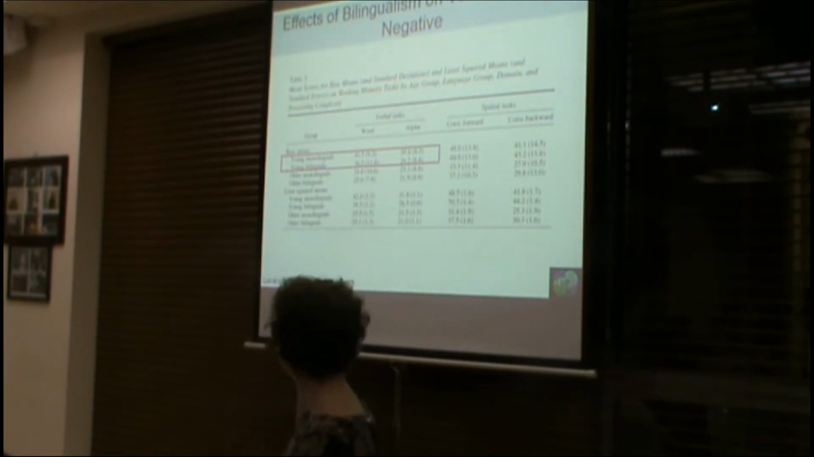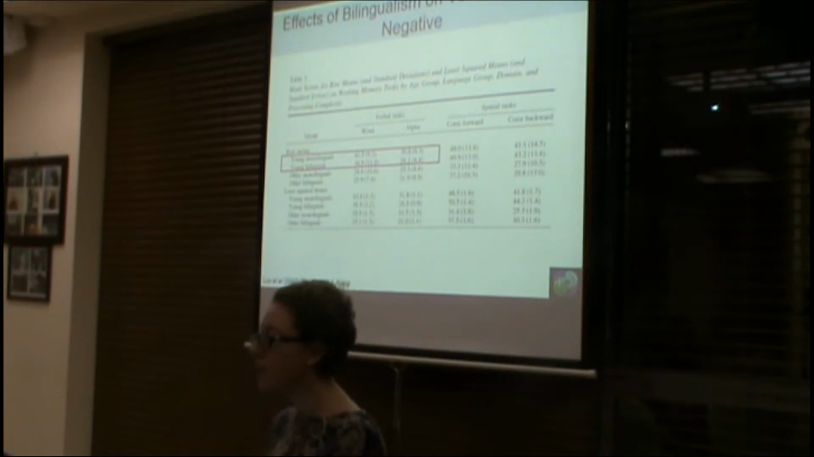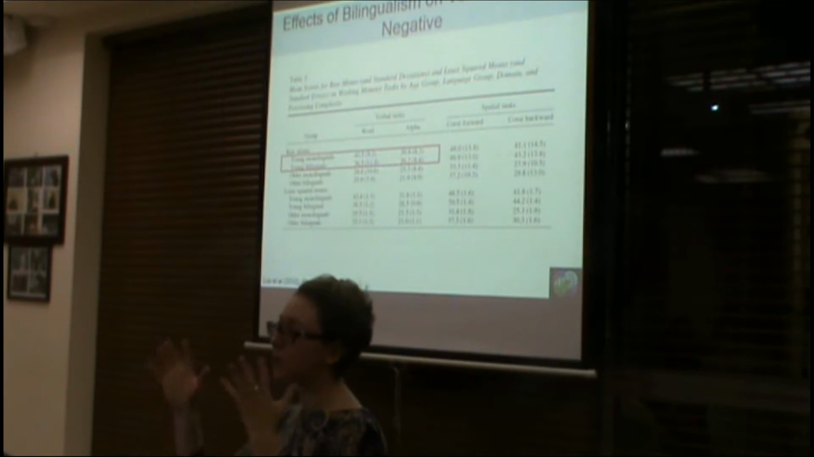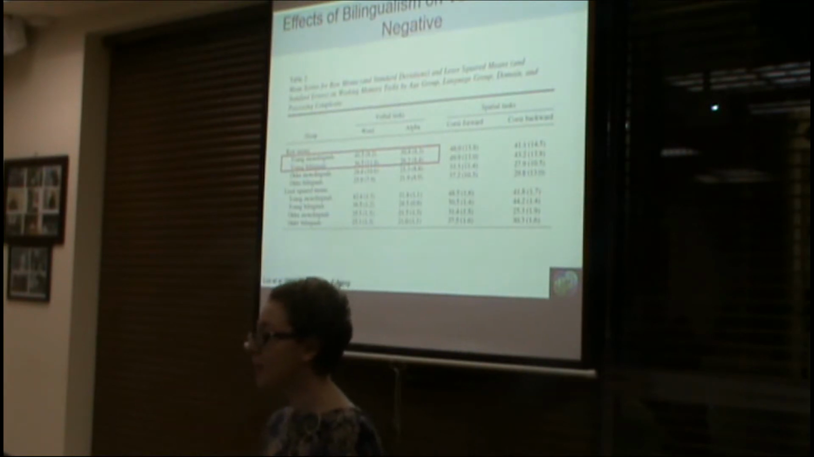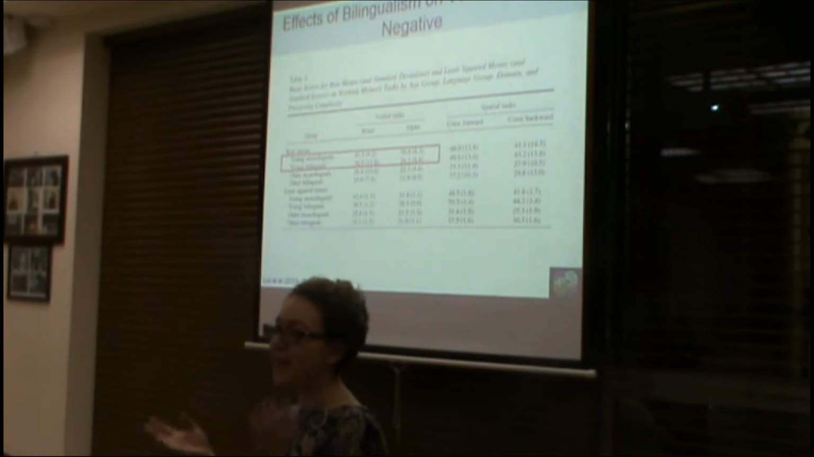So this is a case in point. This is a study that came out a few years ago where they did a word span and an alpha span. Both are sort of working memory measures in the linguistic domain. They looked at young monolinguals and young bilinguals and older monolinguals and older bilinguals, and they actually showed that the bilinguals did less well on these tasks than the monolinguals. This is the nature of the language proficiency thing. So these particular bilinguals were actually not necessarily native speakers of the language in which they were tested.